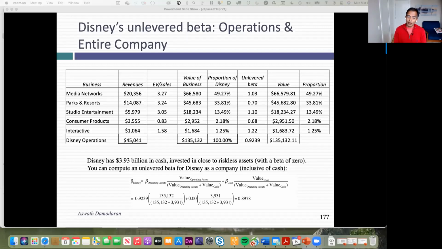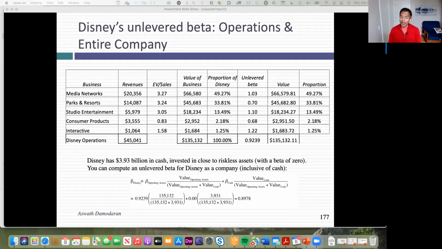So based on my numbers, it looks like Disney is 49% broadcasting, 34% theme parks, about 14% or 13% movies, and then you've got consumer products and gaming. The weights obviously have to add up to 100%. So if you ask me what the unlevered beta of Disney's operations is, my answer is it's about 0.92. It's a weighted average of those unlevered betas.